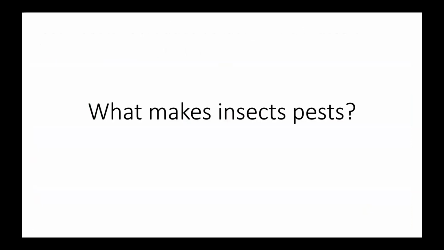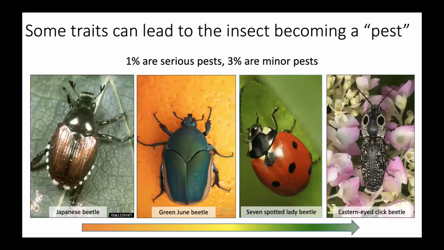So now we'll go into what makes insects pests, and what makes them beneficial. We've talked a lot about insects and some of their traits, and we know that there's a lot of them out there. But it's interesting to know that a lot of them are not going to be pests. So only 3% are cited as being minor pests, and only 1% are serious pests.